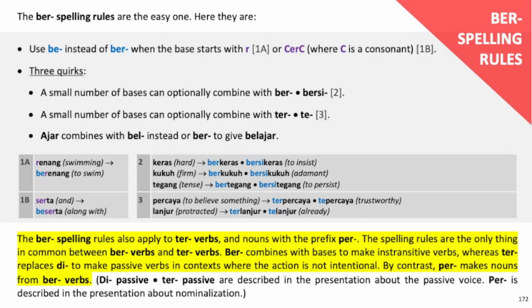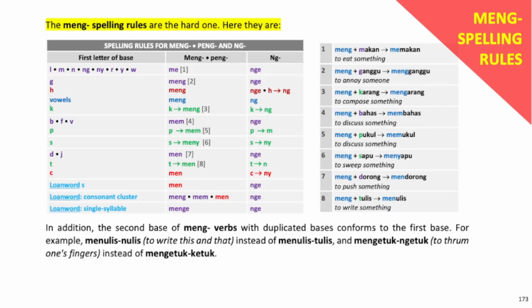But the spelling rules are the only thing in common between ber verbs and ter verbs. Ber combines with bases to make intransitive verbs, whereas ter replaces di to make passive verbs in contexts where the action by the agent is not intentional. By contrast, per makes nouns from ber verbs. The meng spelling rules are the hard ones.